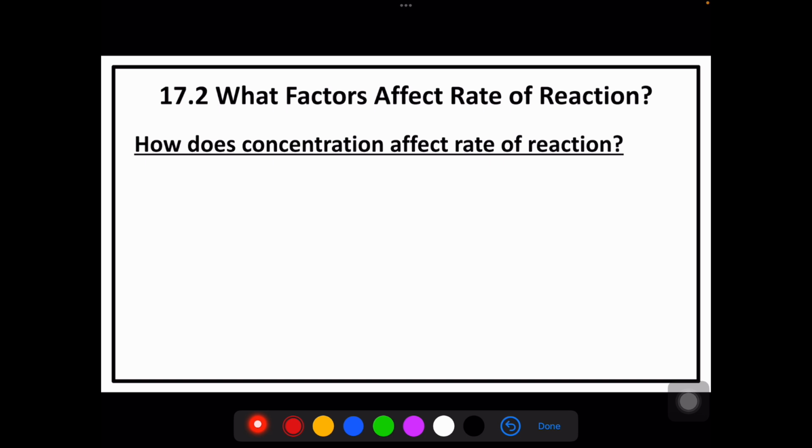Right, so as shown in the video, I think it brings across a very interesting point of view about how you can use a simple analogy to understand how effective collision actually happens. So let's first talk about the first factor, concentration.